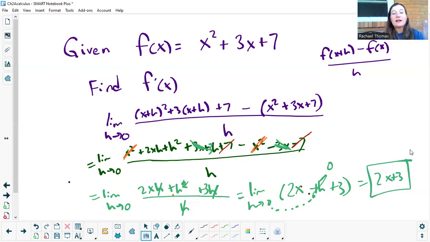Nine times out of 10, you're going to find using this limit as h goes to 0 definition to be easier than the limit as x goes to a definition. But if you would like to see an example of the limit as x goes to a definition, or just some more examples of how this definition plays out, check out the extended cut of this video, which is linked in the comments.